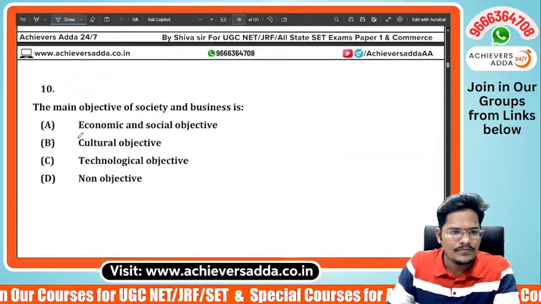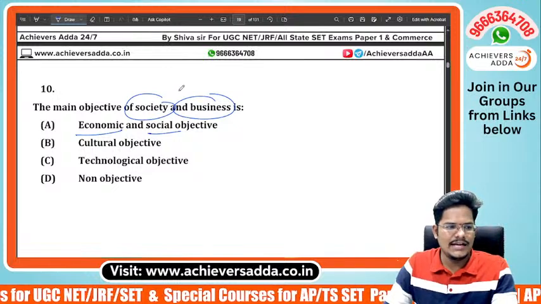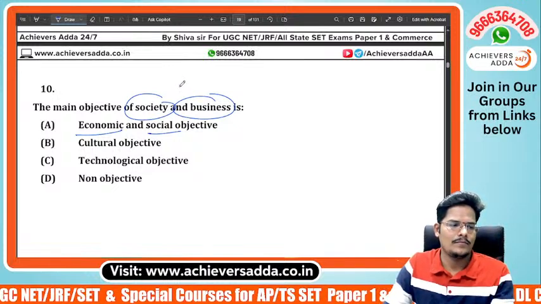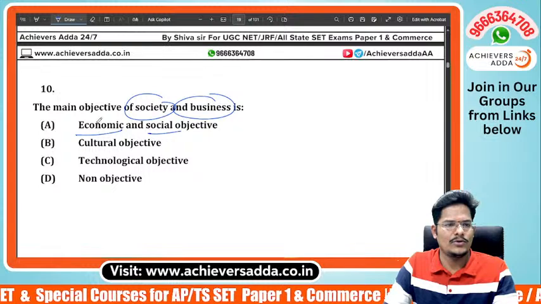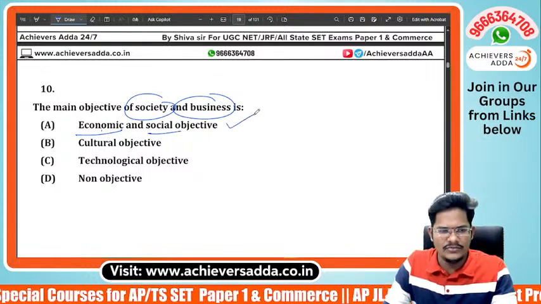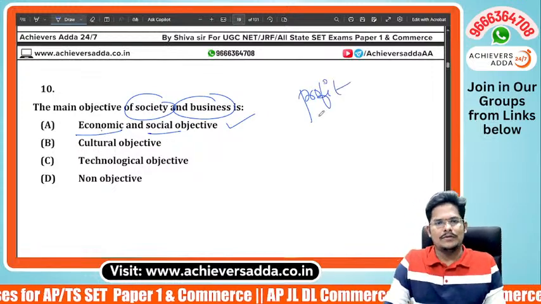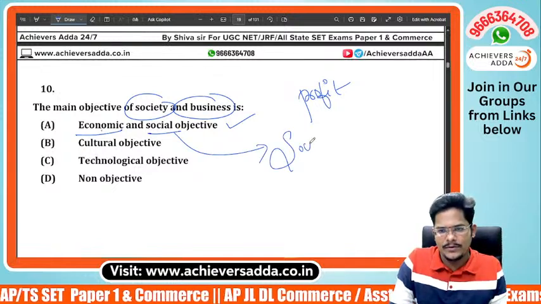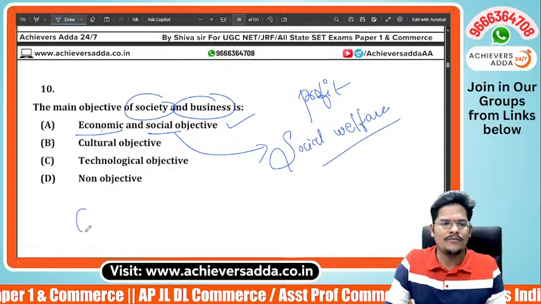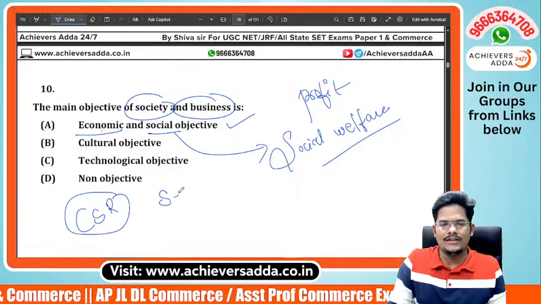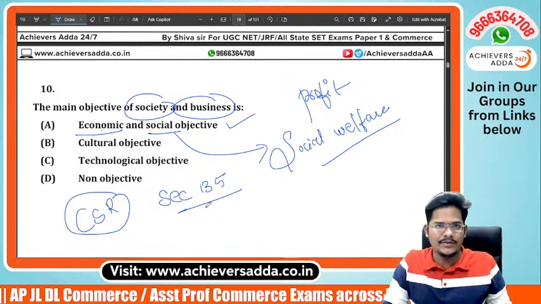So the answer is option A, economic and social, because society and business perspective they are looking at. Economic and social objective is nothing but you are looking for a profit. That is economic objective. And also you are looking for social welfare of the public. Because society is giving much, you should give something back to the society. That's the motto of corporate social responsibility. Section 135 of the Companies Act 2013 comes into play because of this social objective of the business.